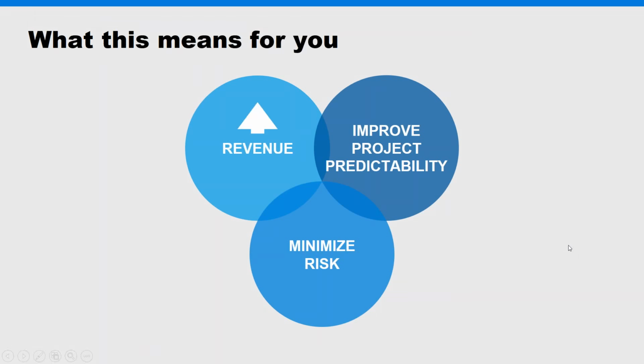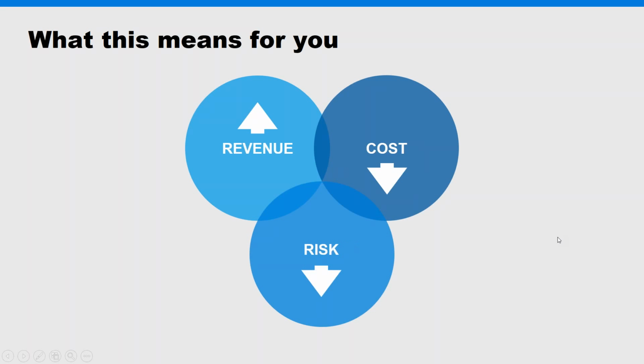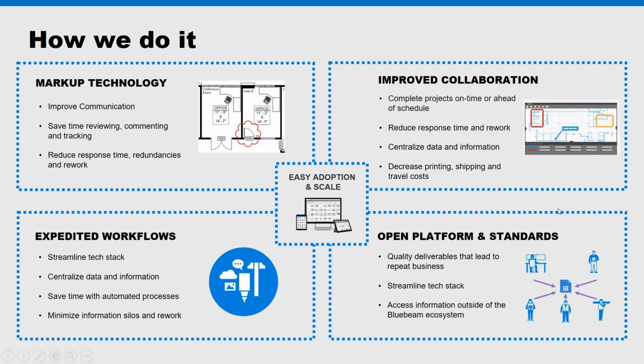So what does this mean for you in layman's terms? It means that by increasing productivity, you're going to be able to increase your revenue because you're able to complete more jobs in a smaller space of time. Increasing your project predictability will help to lower your costs from overruns, and minimizing your risk is in itself always a good thing. Nobody wants to have risk to their organization. So how do we do it?